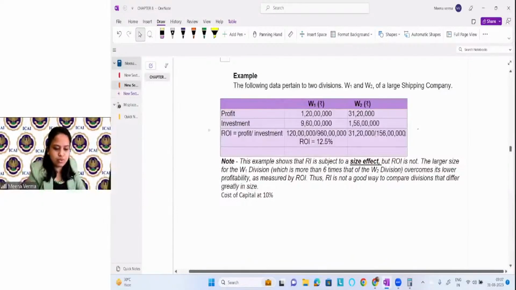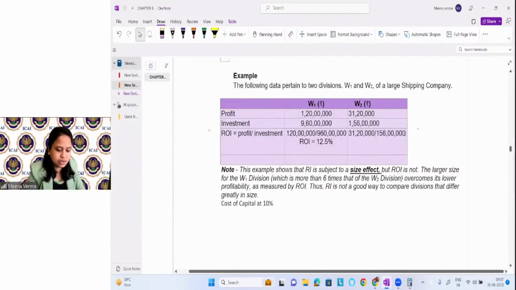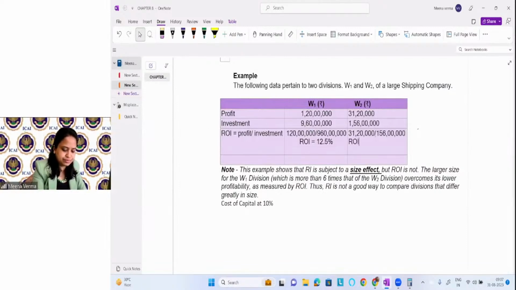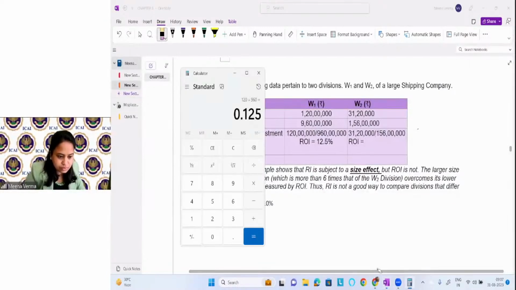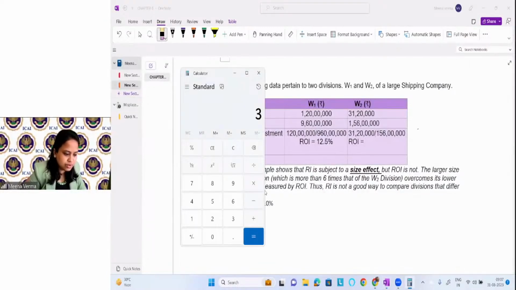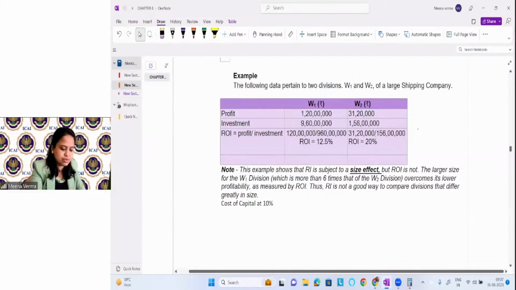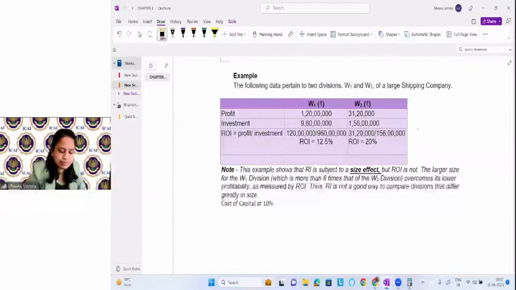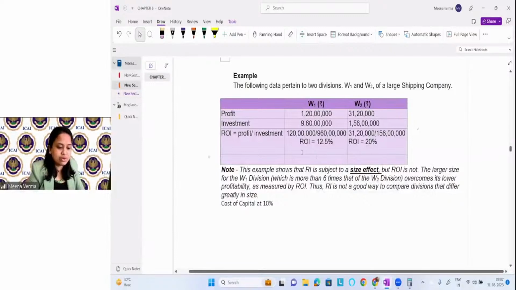Okay, now what will be the return on investment here? 312 divided by 1560. That is 20%. Wow. So here the return on investment is 20%. Okay. Now let's calculate the residual income here in both the cases.